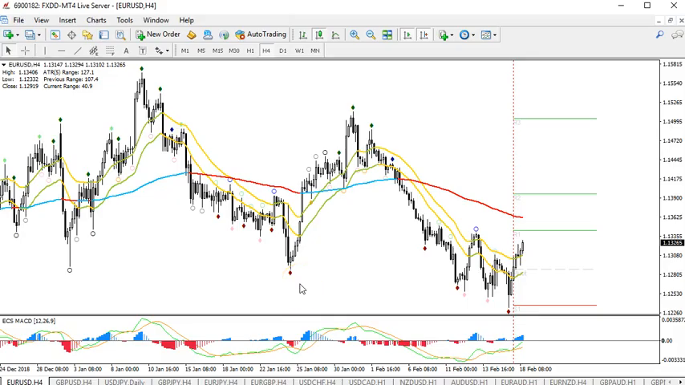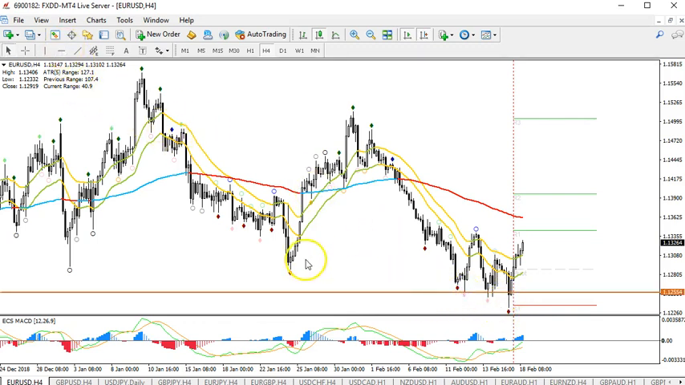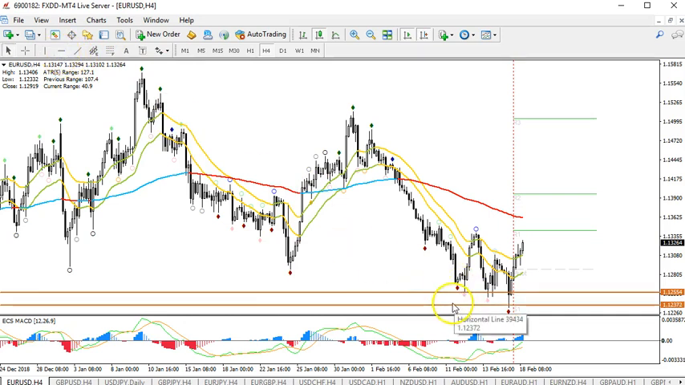Alright, this is the euro dollar 4-hour chart here, and the price failed to break below the 112.50 zone. Let's show you right here. This was a very strong support area. Price retested it 3 times here: 1, 2, 3. Ultimately, it didn't break.